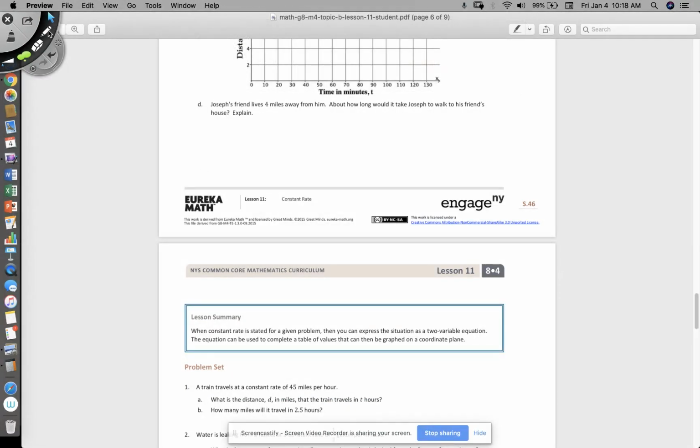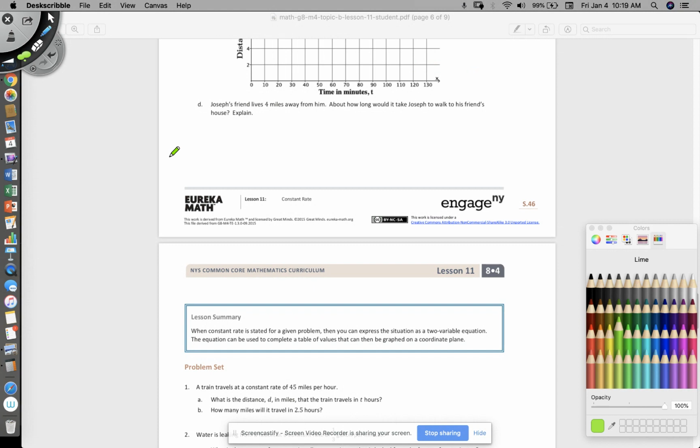All right, the last question here. Joseph's friend lives 4 miles away from him. About how long would it take Joseph to walk to his friend's house? So, if Joseph's friend lives 4 miles away from him, and we look at our chart or our equation here, it says that he can walk a half mile in 6 minutes. So you remember, he can walk that half mile in 6 minutes. Well, if his friend lives about 4 miles away, how long would that take him?